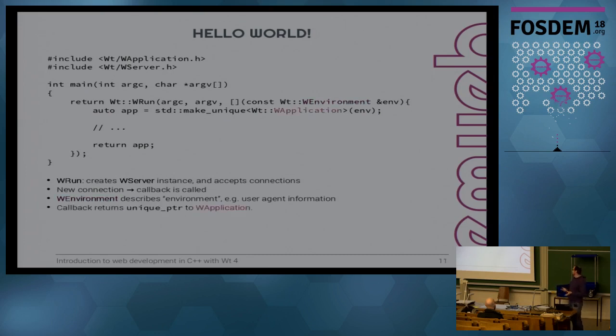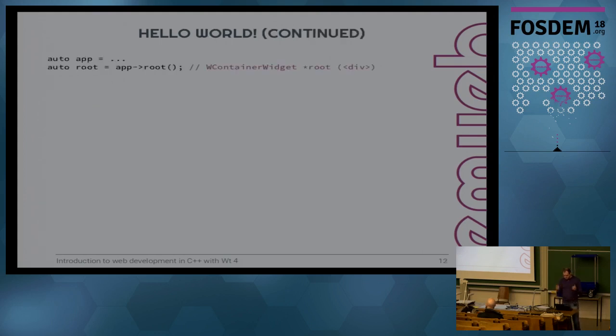And then in this callback, you have to create a new instance of WApplication and return that. So that means that there's one instance of WApplication per session. So we kind of create the illusion that every user is using their own application, even though it could be running all in the same process. So if you ran that code, that would work, but you'd get an empty page. So let's start populating it.